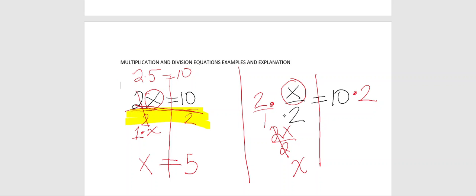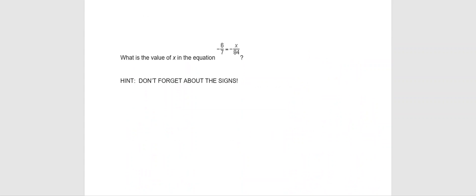So that inverse operation of multiplying is what canceled out the division. What I do to one side, I have to do to the other. 10 times 2 is 20. Does my answer make sense? Yes, because 20 divided by 2 does in fact equal 10. So x equals 20, and we multiplied to solve for x. Let's look at some other examples.